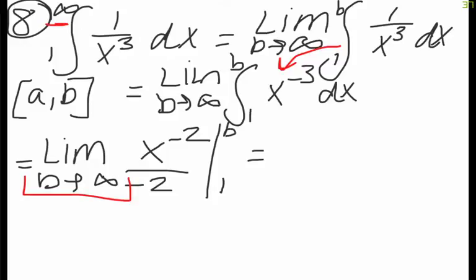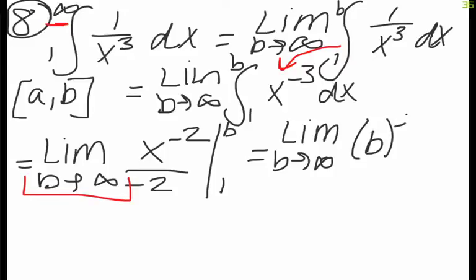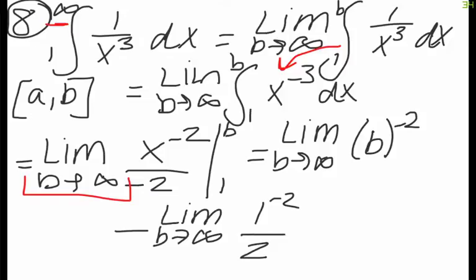Now we evaluate it just like how we would in the past. And when we plug in the b, we have to attach the limit value. So watch how I do it. I do the limit as b approaches infinity of b to the negative 2, minus the limit as b approaches infinity of 1 to the negative 2, all over negative 2. Oh, I forgot the negative 2 right there. So that's b to the negative 2 over negative 2, minus 1 to the negative 2 over negative 2. Can I go on to the next page? I'm writing kind of big.